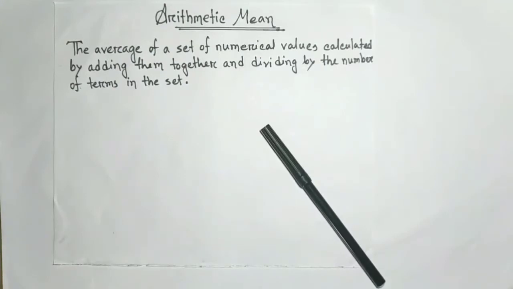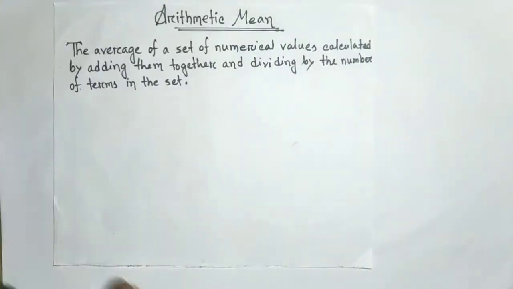In this video, we'll talk about the classification of the mean, that is arithmetic mean, geometric mean, and the harmonic mean. So let's start from the arithmetic mean. The average of a set of numerical values, calculated by adding them together and dividing by the number of terms in the set, is the arithmetic mean.